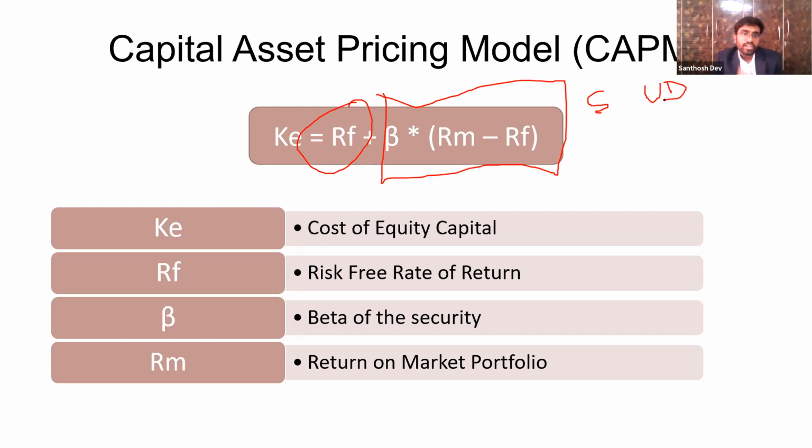Okay, so risk-free rate. What is the systemic risk? What is this beta into RM minus RF? Beta will come a little later. We'll look at RM minus RF. I go to the market.